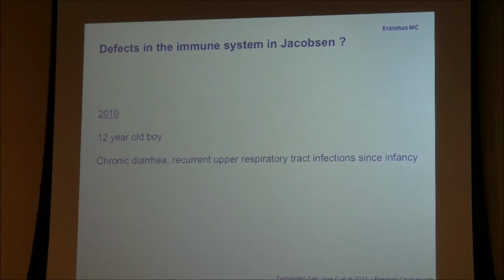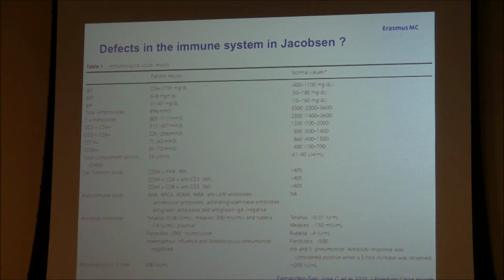Another example published some years ago, a 12-year-old boy who was known for a long time with chronic diarrhea, recurrent upper respiratory tract infections, also since infancy. And when they checked his immune status, you can see here clearly that his immunoglobulins are low. These are the normal values. IgG is low compared to normal, IgM low compared to normal, and IgA is within normal limits. So, again, low IgG, low IgM, recurrent respiratory tract infections, and recurrent gastrointestinal tract infections.